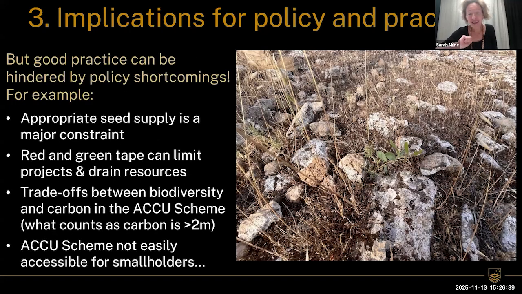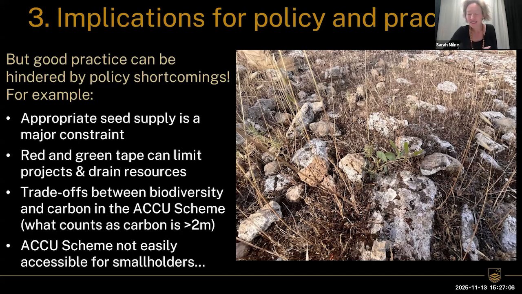But my final point is that all of this good practice can be hindered by policy shortcomings, and this is something we'll probably get to in the discussion. There was quite a lot of frustration about policy settings that just didn't incentivize or accelerate the good practice that people knew was possible and really wanted to implement. So I've listed a few of these policy shortcomings here.